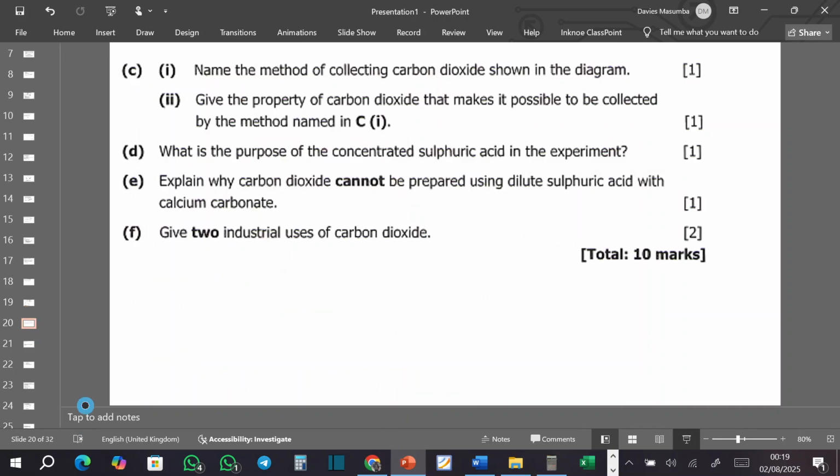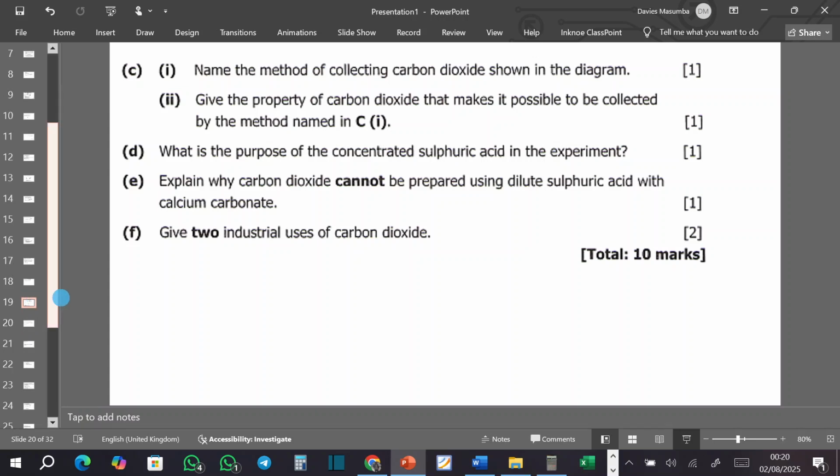So we'll start in the same scene. Roman numeral 1, name the method of collecting carbon dioxide shown in the diagram. Then 2, give the property of carbon dioxide that makes it possible to be collected by the method named in C1. Then D, what is the purpose of the concentrated sulfuric acid in the experiment? Then E, explain why carbon dioxide cannot be prepared using dilute sulfuric acid with calcium carbonate. Then F, give two industrial uses of carbon dioxide.